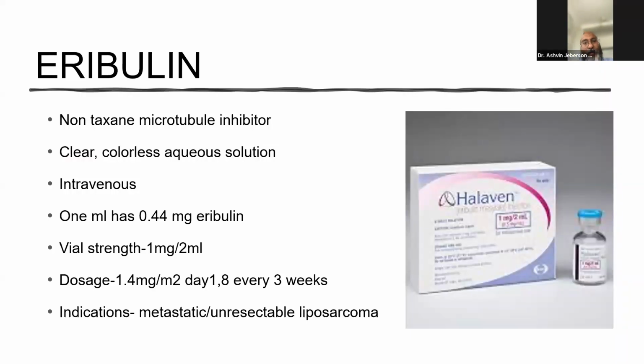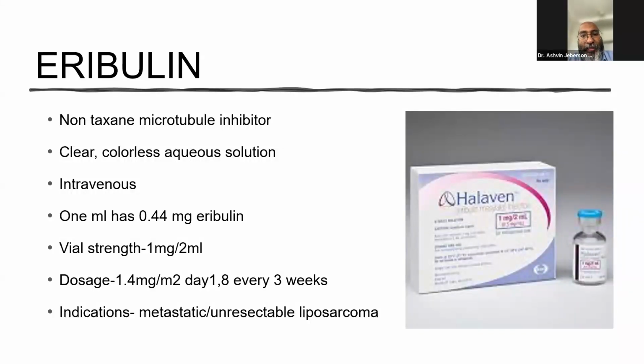The next drug is called eribulin. This eribulin is a non-taxane microtubule inhibitor. It is a clear, colorless aqueous solution, given intravenously. You have to remember that this drug was also isolated from the sea, from another sea sponge, and it was partly from a chemical called halichondrin B. It is a semi-synthetic derivative of this chemical, and it is given intravenously.